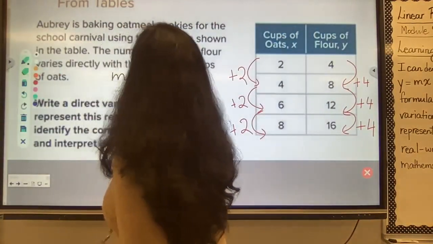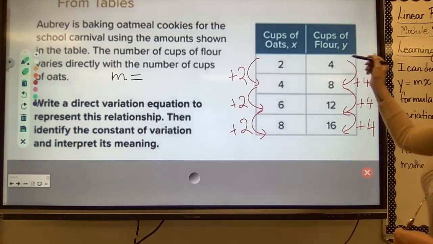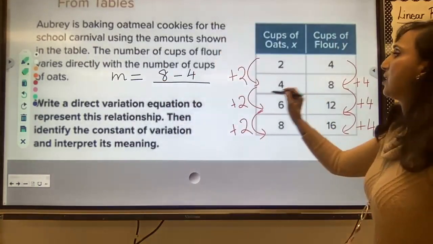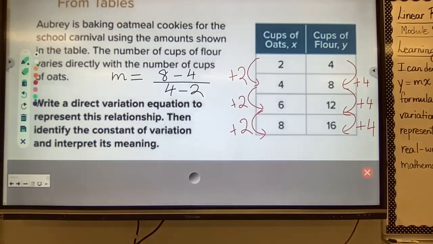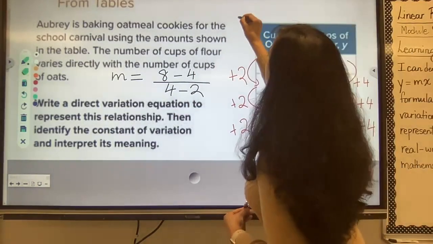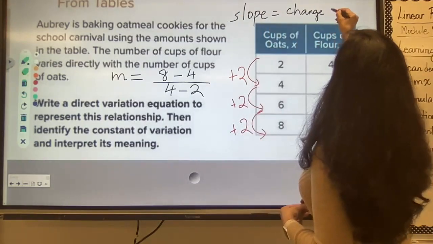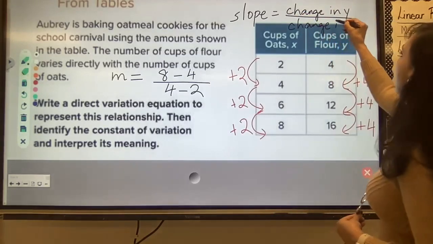And m is equal to the change in y over change in x. So we're going to take 2 points over here. Let's say I take 8 and 4. So what is the change in y? 8 minus 4. Change in x, 4 minus 2. So I've taken these points. Okay, so once again, just to refresh, slope is change in y over change in x.